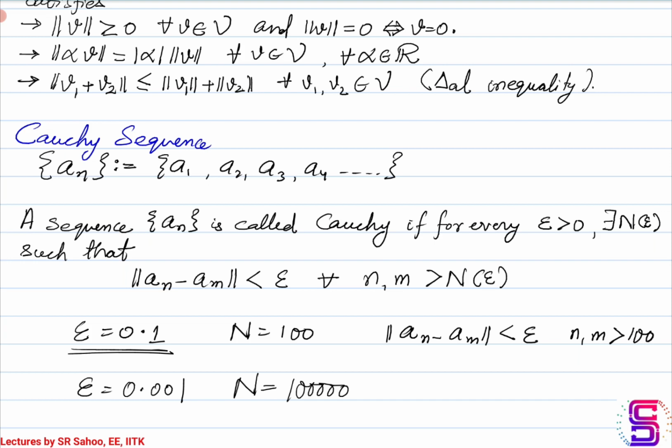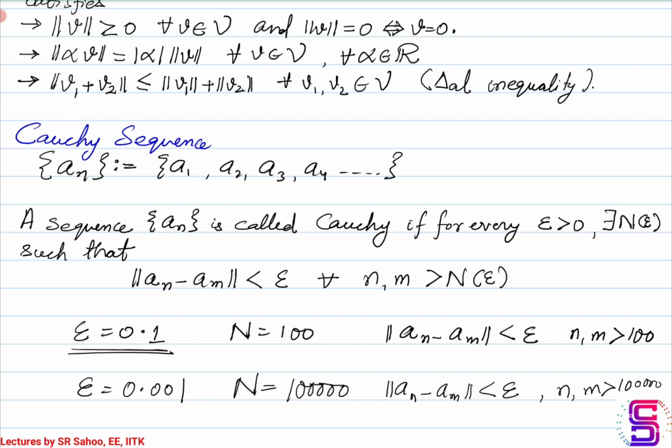So in this case, what it essentially means is that after the 100,000th entry in the sequence, all the entries after it, if I take the norm of the difference between them, will be less than epsilon. And this norm of the difference is essentially the distance between any two entries after the 100,000th entry in the sequence, and this should hold true.